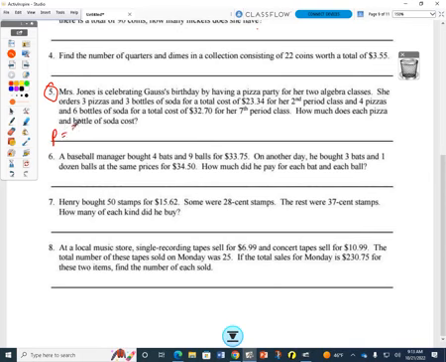So P is the cost of a pizza. And we can do S equals the cost of a bottle of soda. And so the answer is going to be P and S.